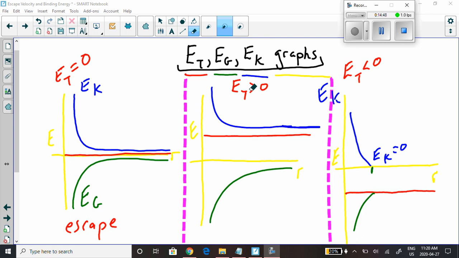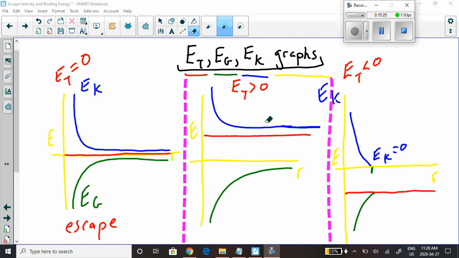If you've got a total energy greater than zero, it's very similar. Here's the total energy. It's above the zero line for energy. So let's say you launch an object, boom, off the surface of the Earth. Let's use the Earth again. As it leaves the surface of the Earth, it slows. Its kinetic energy is decreasing. It's approaching not zero now, it's approaching this value, and the gravitational potential energy still approaches zero.